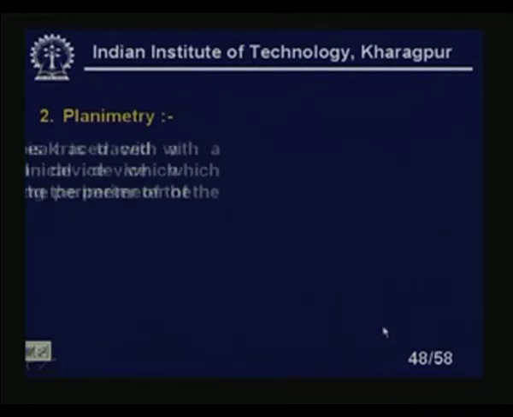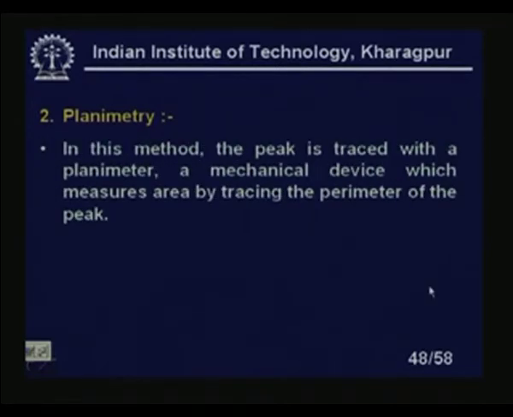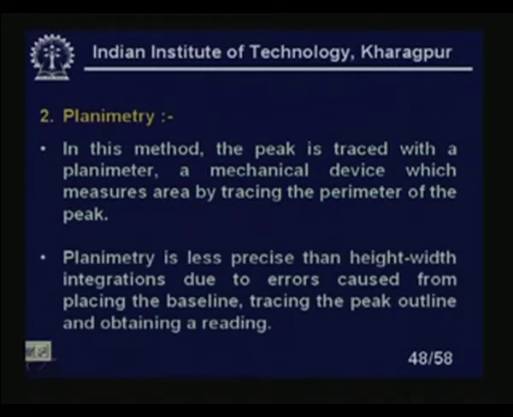Planimetry is another method of integration. In this method, the peak is traced with a planimeter, a mechanical device which measures area by tracing the perimeter of the peak. Planimetry is less precise than the height width integration due to errors caused by placing the baseline, tracing the peak outline and obtaining a reading.